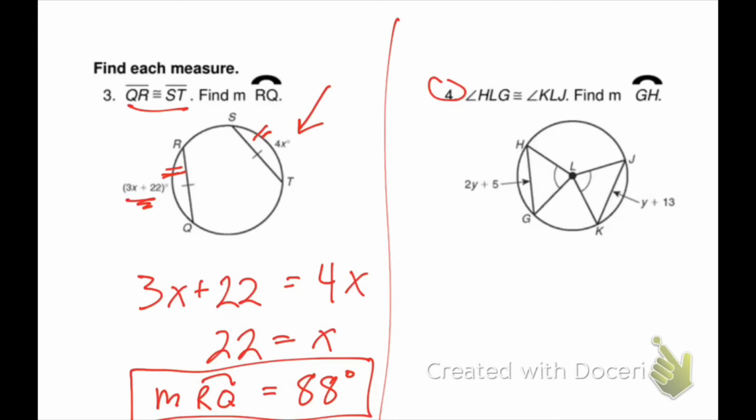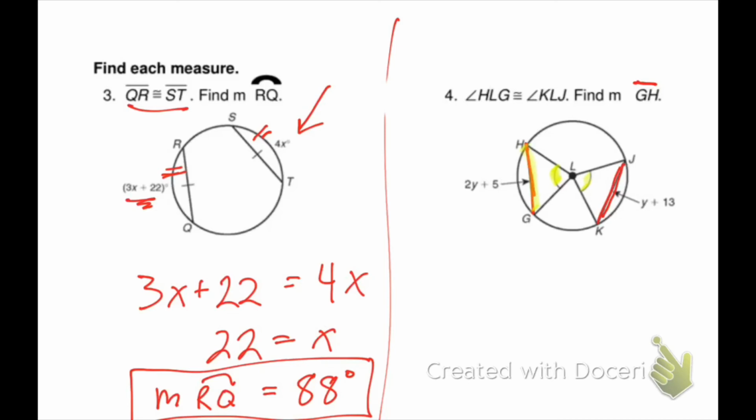Example 4, I'm given the central angles are congruent. Measure of angle HLG and KLJ are congruent. So let's find the arc measurements. Now, in our next example here, we're given the central angles as congruent, and let's go and change this. That should be segment GH. We want to solve for the chord here. That's the information that we want to solve for. Let's solve for GH, segment GH.